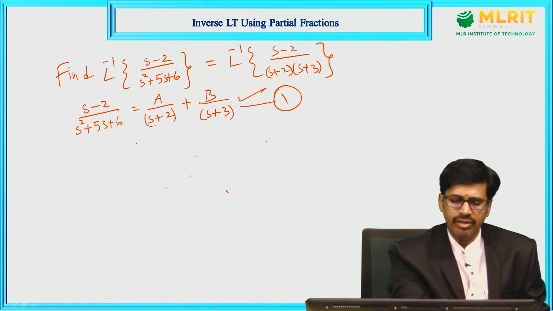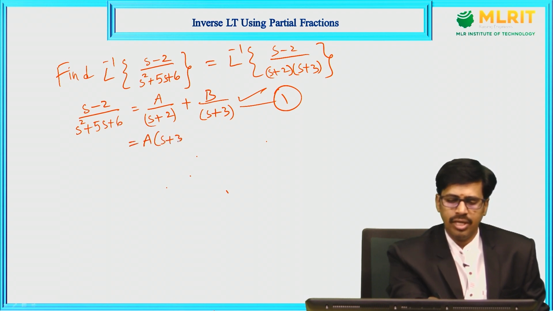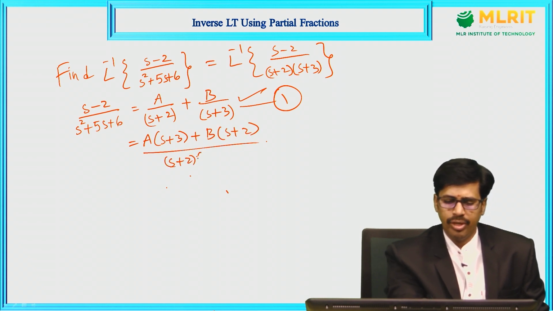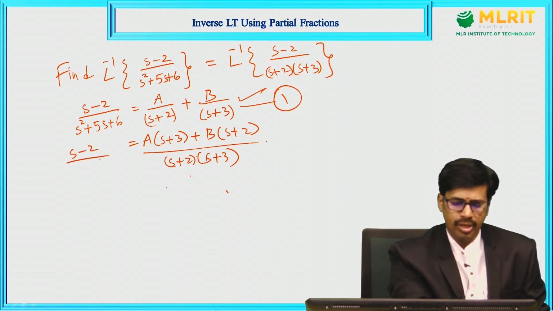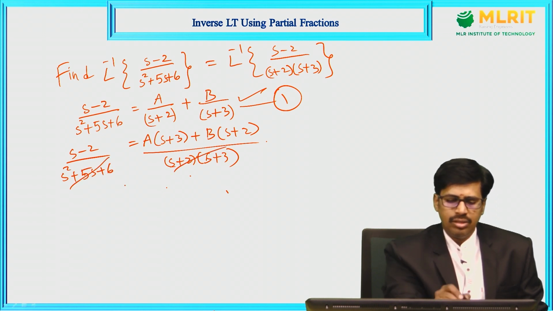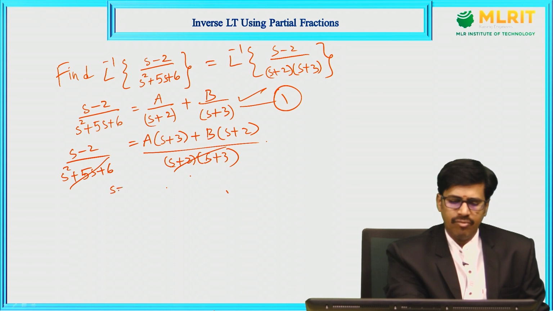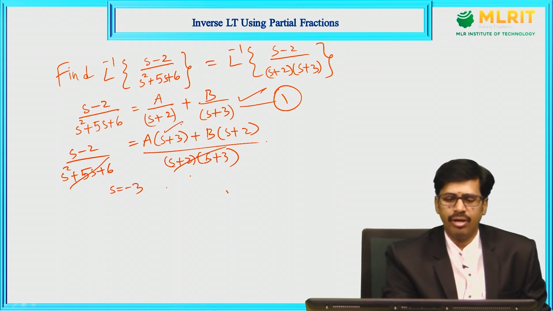So, to find the values of a and b, this can be written as a into (s plus 3) plus b into (s plus 2), divided by (s plus 2) into (s plus 3). Here it is s minus 2 by s square plus 5s plus 6. So, both are cancelled. When we substitute s is equal to minus 3, plus 3, a will become 0, we get the b value, minus 3 plus 2 is minus 1.